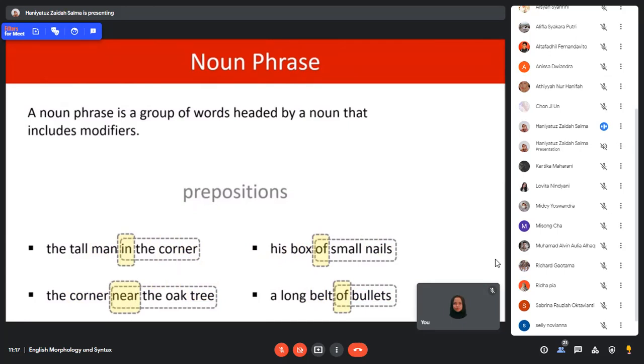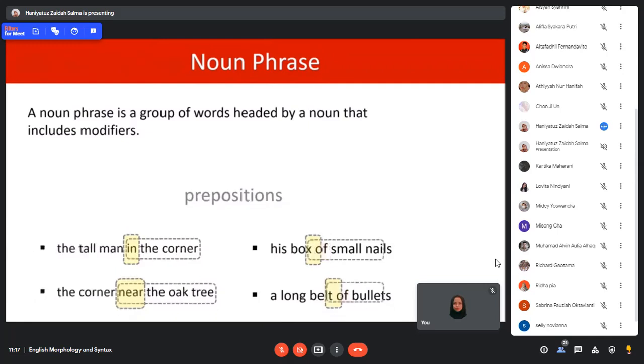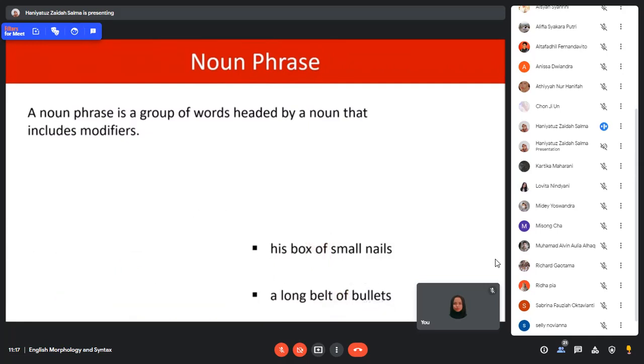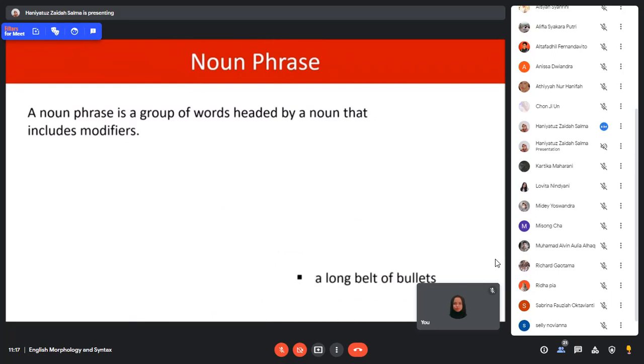And the one underneath it, near, shows the relationship between the oak tree and the corner. Okay, that's enough on prepositions. Let's get rid of a little bit more, leaving us with just these two noun phrases. Let's put these in a more useful place on the slide.